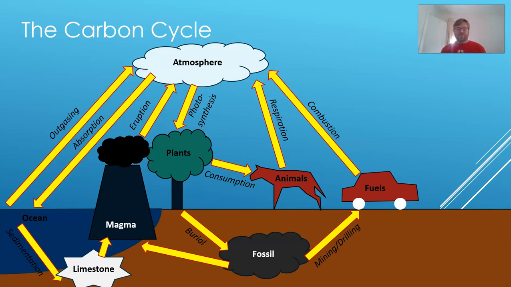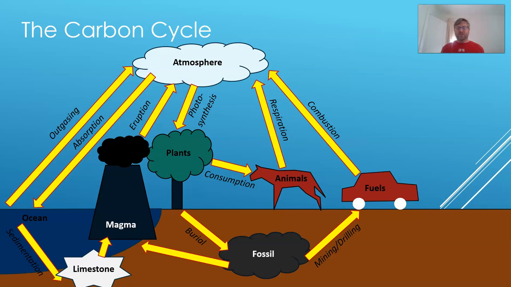So those fossil fuels sit down there under the earth until they either return through volcanic activity, if the fossil carbon gets pushed into the earth through plate tectonics, it can go the same way as that limestone. Or if people come along and we mine or drill for those fossil fuels, we use them to power our cars, power our factories, power our power plants for electricity, etc.